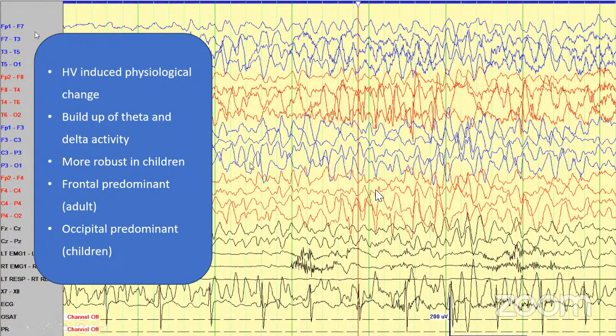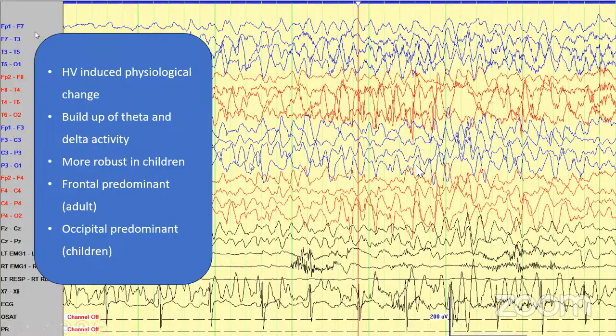But yes, sometimes hyperventilation is what typically precipitates an absence seizure or any form of epilepsy, or interictal discharges may get aggravated by hyperventilation, because this is one of the activation procedures. But we should be careful in identifying it as a physiological or a pathological variant. So this is an HV induced physiological change. We see the buildup of theta and delta. This is more robust in children. In adults, it tends to be frontally predominant, while in children, it tends to be predominant in the posterior head region.